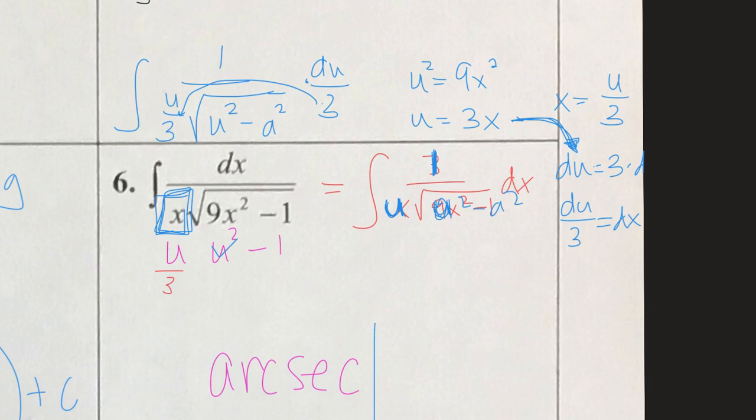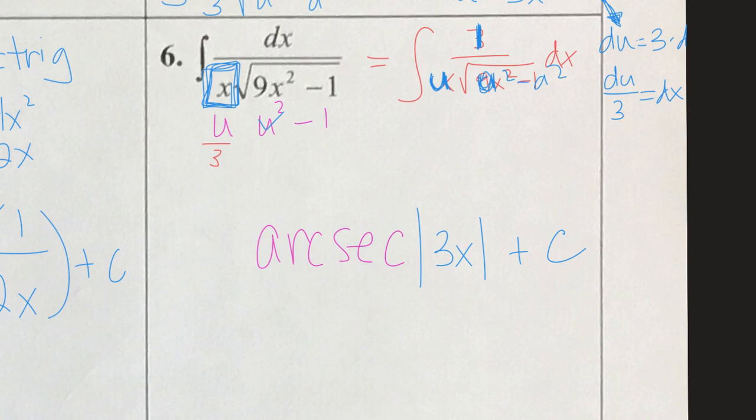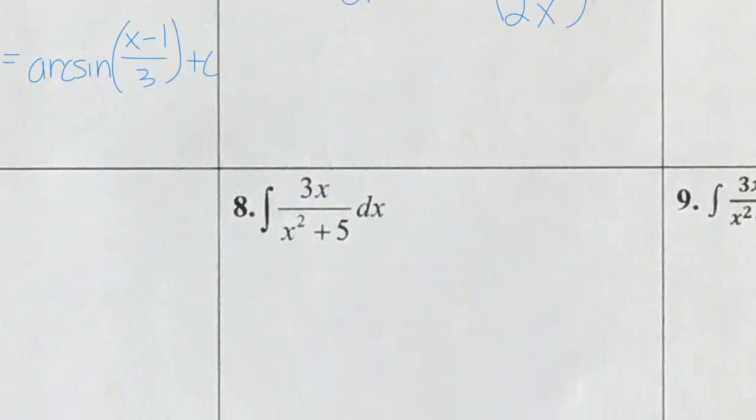Okay, so we have the arcsecant of u over a, that's what goes in here. So u is 3x and a was 1, plus c, and of course we don't have to have the division by 1, so just arcsecant of 3x. That's what goes in there. That one might have been a little bit convoluted, but that's what we want for our answer: arcsecant of the absolute value of 3x, plus c. Be able to recognize which arc trig it happens to be.